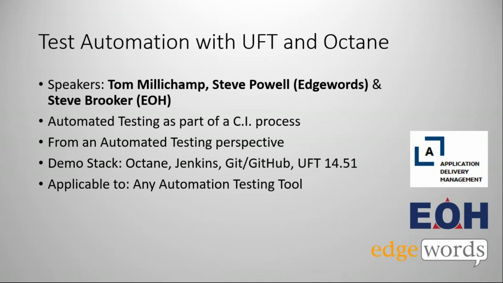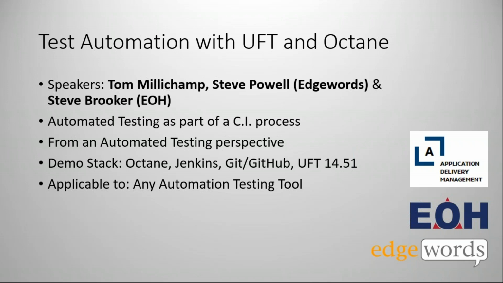Okay, so this webinar is about automated testing as part of the continuous integration, continuous delivery process. The central application to this is Microfocus's ALM Octane. And we're going to be looking at how we can integrate UFT, source control, and continuous integration tools, in this case Jenkins, creating a joined up automated testing process as part of continuous integration.